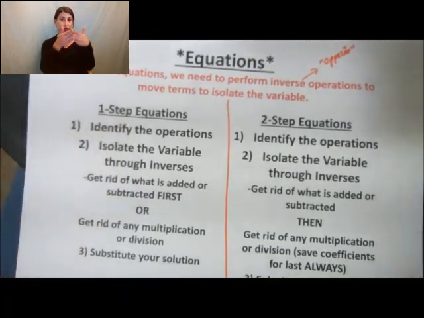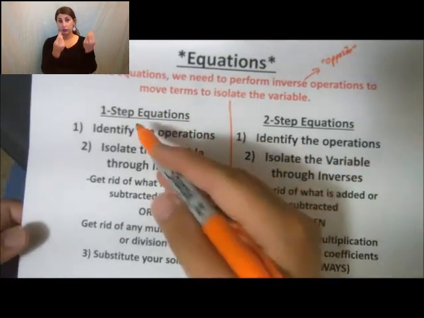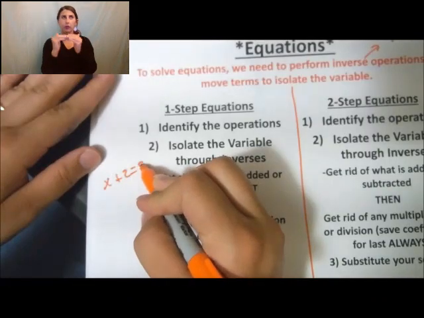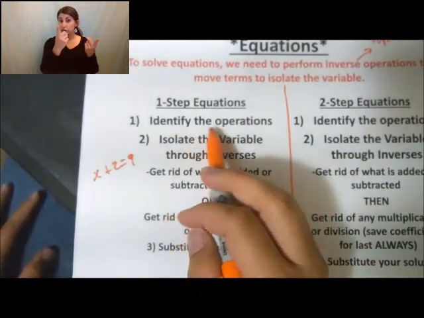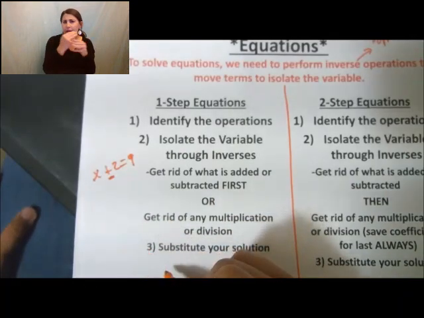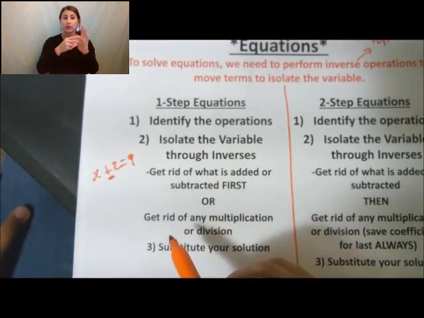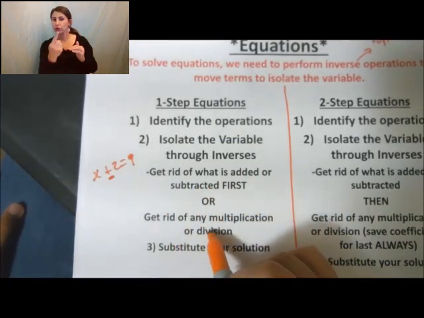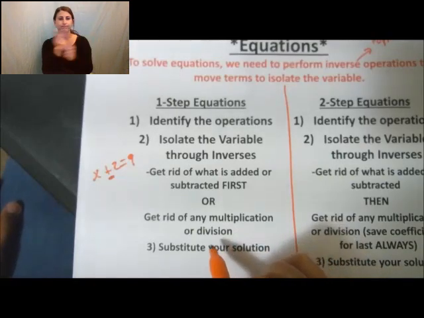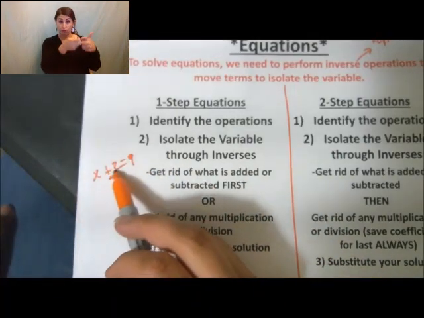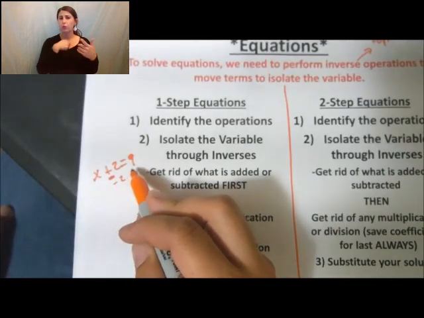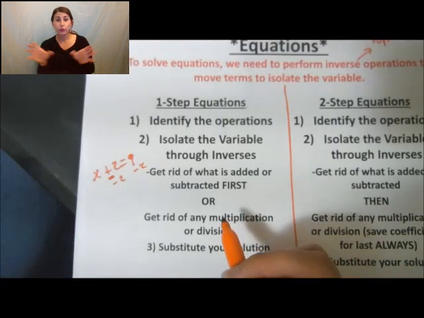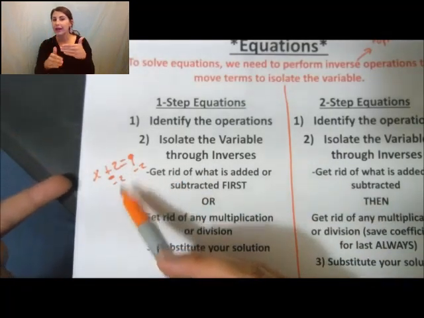Here is just the general outline of what to do. When you have a one-step equation, say x plus 2 equals 9, you need to identify the operation. There's a plus sign. Isolate the variable through inverses. That means get rid of what's being added or subtracted first, or get rid of any multiplication or division. This is being added, so we will do minus 2 on both sides. Save multiplication or division for last. In this case, there is no multiplication or division. It's only one step.